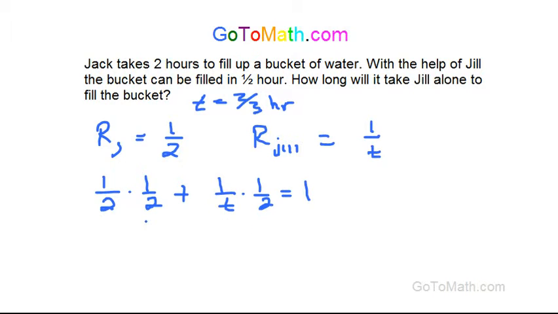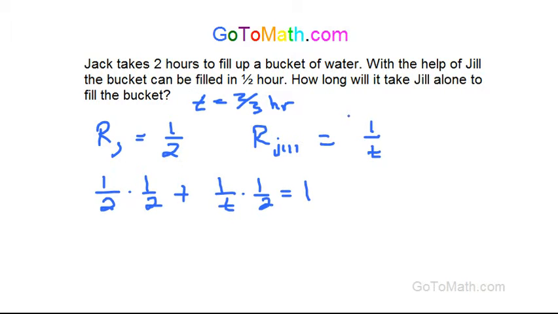Okay, so this is the part of Jack plus the part of Jill is equal to 1. Anyway, solve for t, and that problem should get to 2/3. How long will it take Jill alone to fill up the bucket? All right.